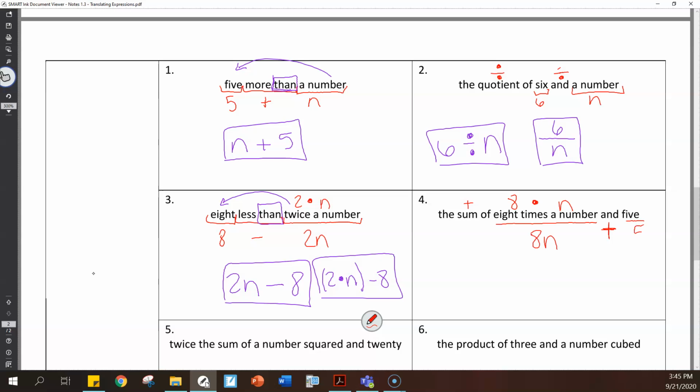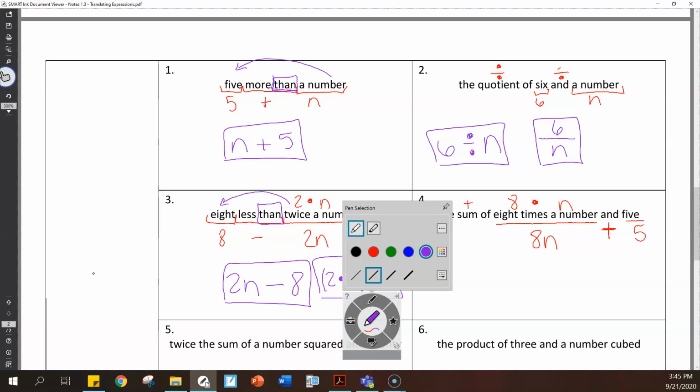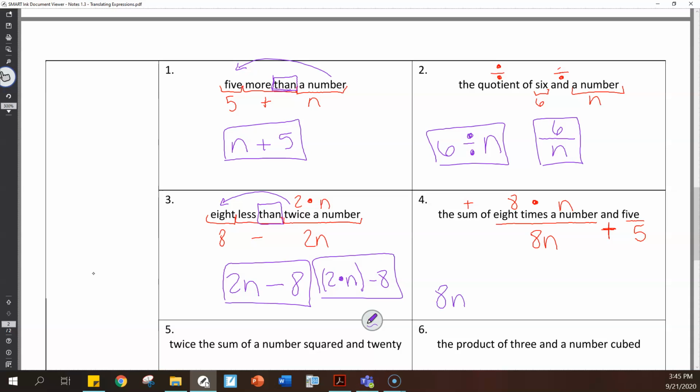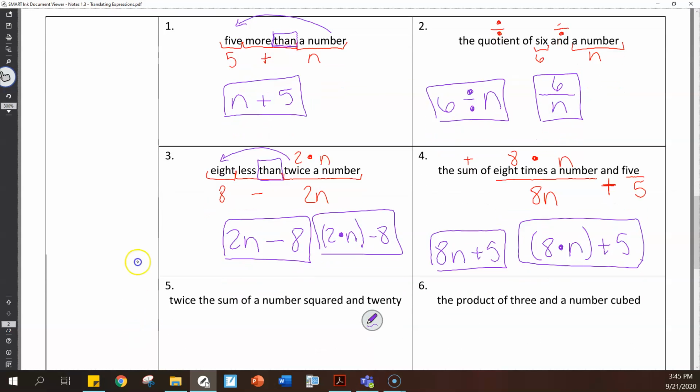And 5. I don't have anything in here that tells me to turn this around. So you can write it as 8n plus 5. Or like I said, you can do 8 times n plus 5. That's fine as well.